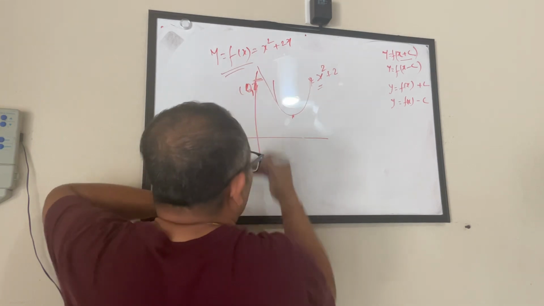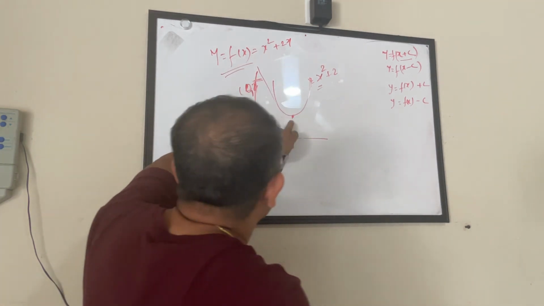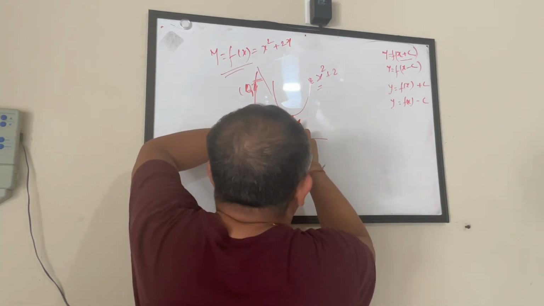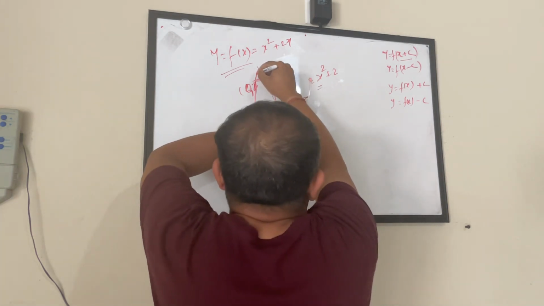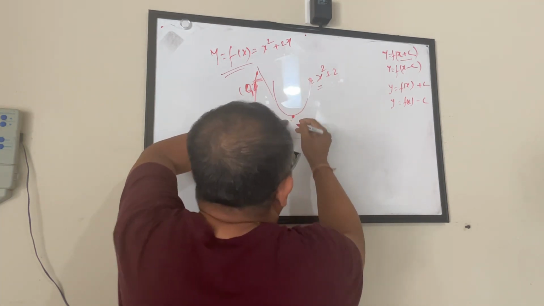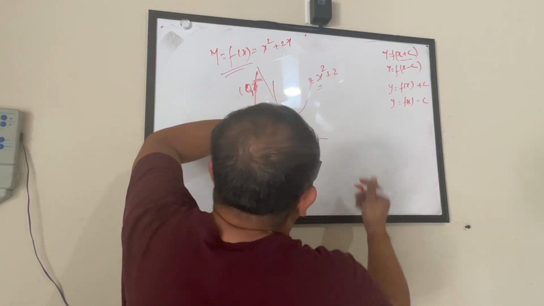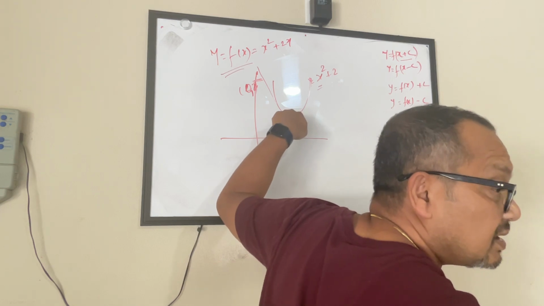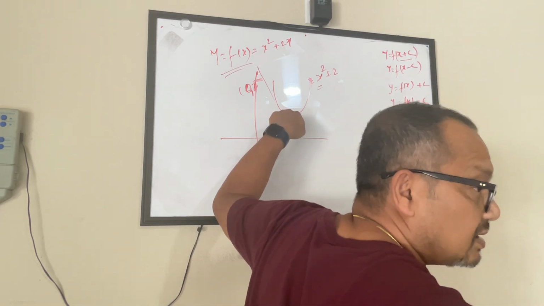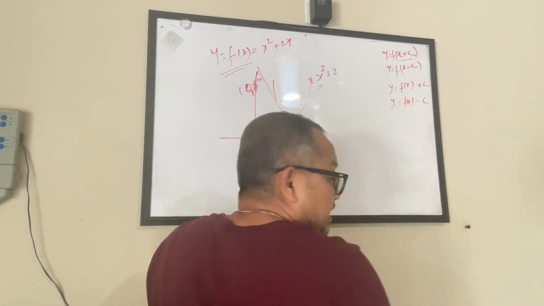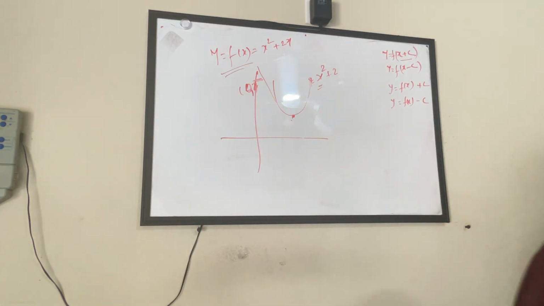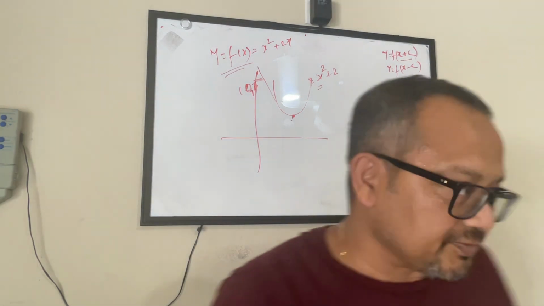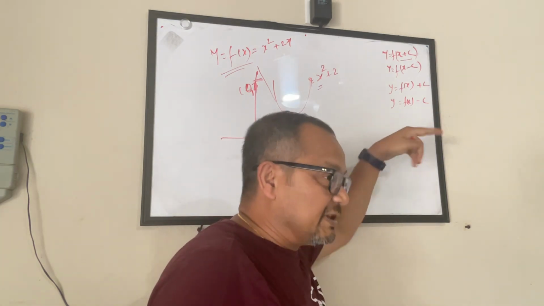Now we are trying to find out the vertex, the lowest point. Find the estimation of the vertex by doing negative b by 2 times a. Yes, correct. We'll come to that one. There's a formula for that.